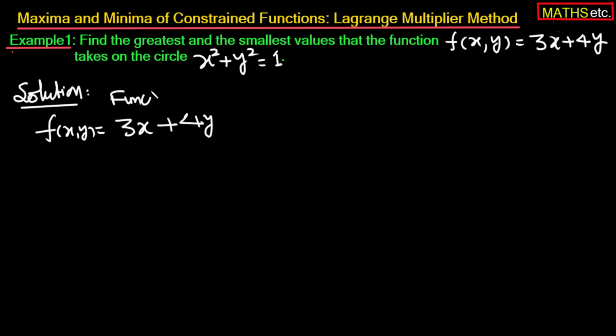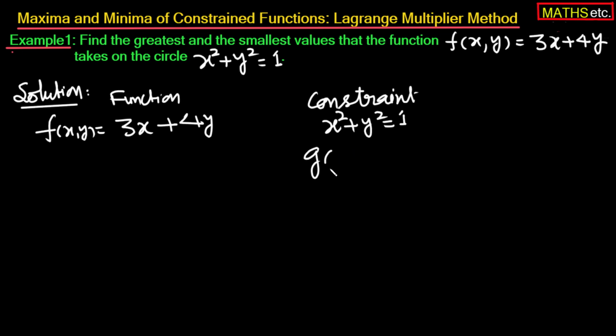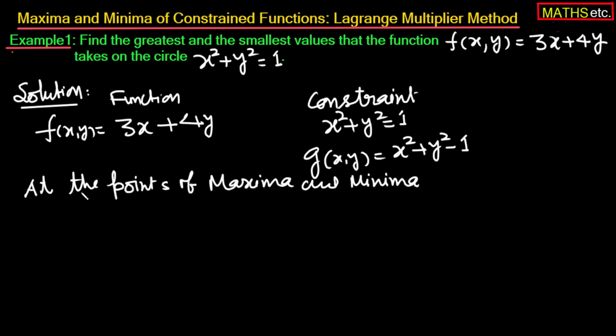This is the function, and the constraint is the unit circle. So our function g of x comma y equals x squared plus y squared minus 1, which we have obtained from the constraint. Now the Lagrange multiplier method says that at the point where the function could have a maxima or a minima, gradient of f is equal to lambda times gradient of g. So lambda is a multiplier, that's why the name Lagrange multiplier method.